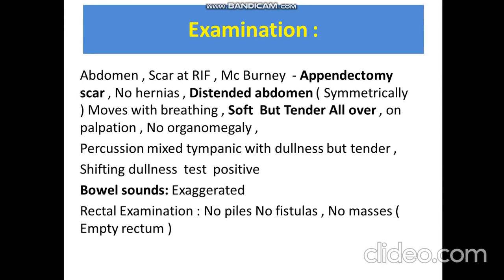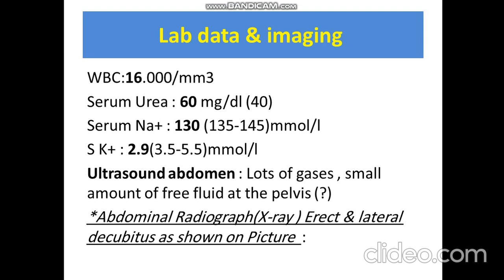We go to the lab data and imaging. White count was 16,000, high. Renal function: urea and creatinine were high. Serum urea was 60. Serum sodium was 130, which is below normal. Serum potassium was 2.9 millimole per liter, below normal. The patient had an ultrasound document from outside the hospital with a lot of gas. It was inconclusive, with a small amount of free fluid in the pelvis.